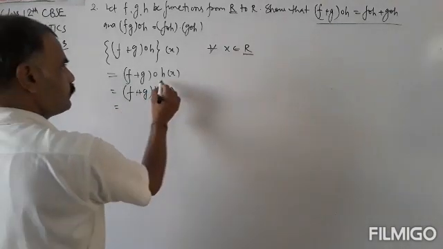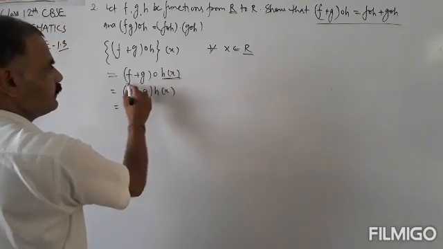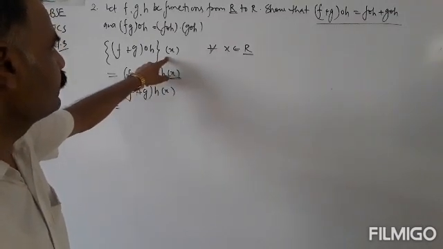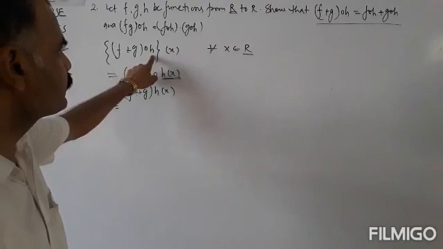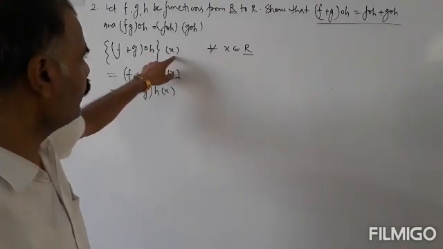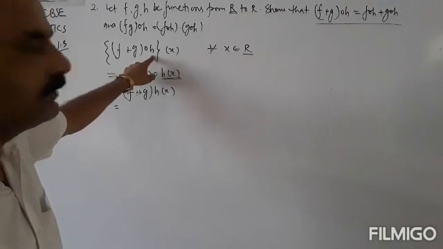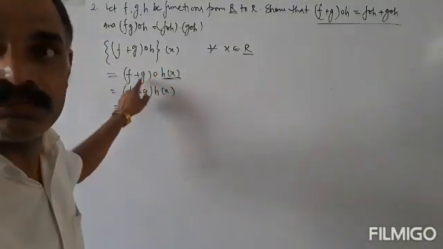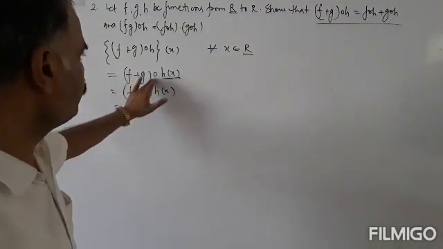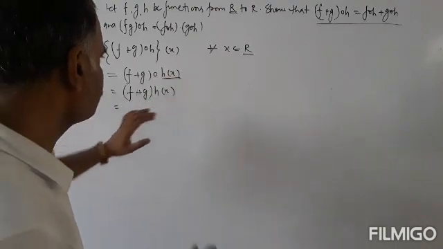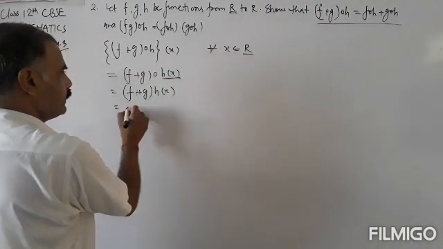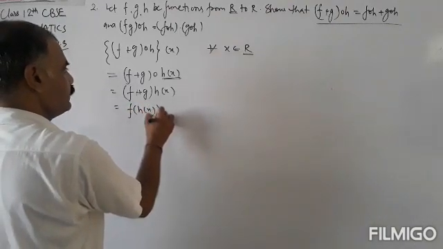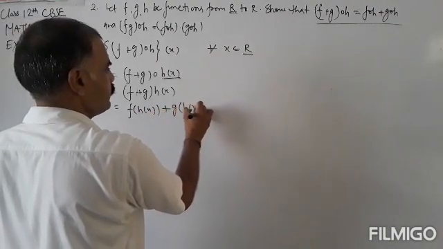Now h x is an element for f plus g. f plus g is the function and h x is the element, but here x is the element for the function h. When element x operates under h, we get the element h x, and this is an element for f plus g. So (f plus g) o h of x equals (f plus g) of h x, and this equals f of h x plus g of h x.